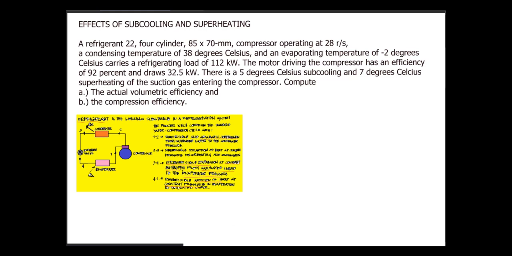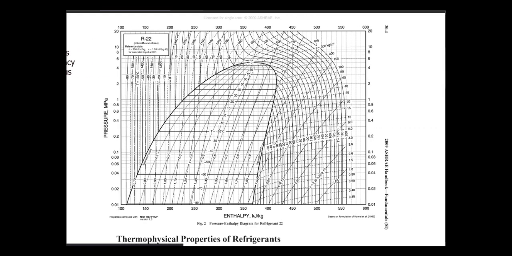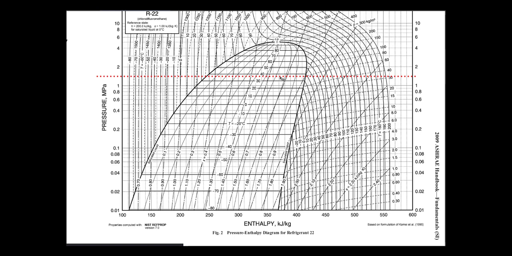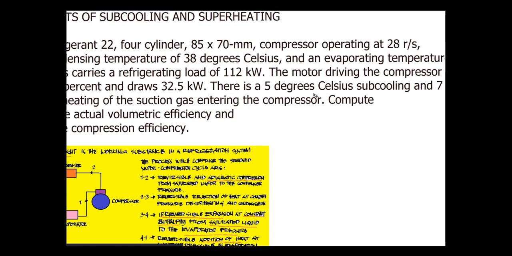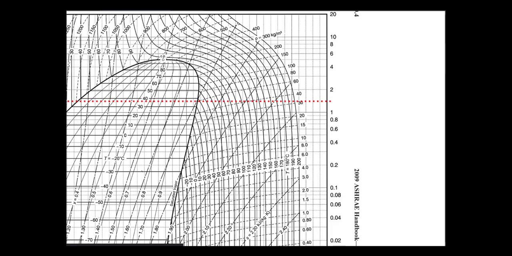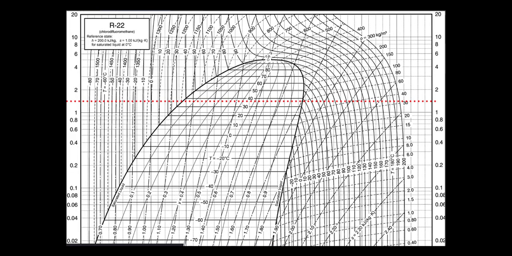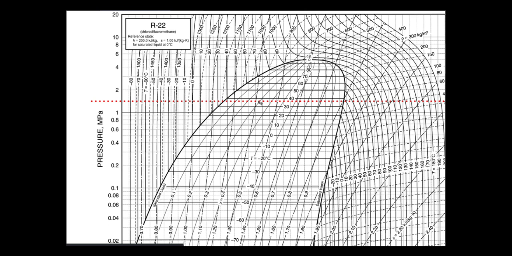So if we're going to plot that in our pH diagram of refrigerant 22, drawing the dotted line, we have here your 38 degrees Celsius initially. So that's the condition. Now, the problem said we have 5 degrees Celsius subcooling. So if we deduct that 5 degrees from 38, that will be minus 5 degrees subcooling.